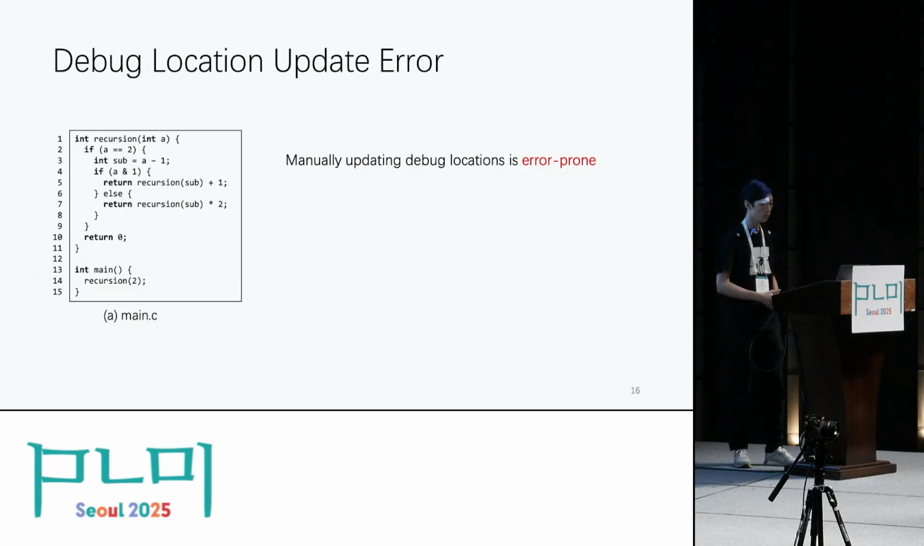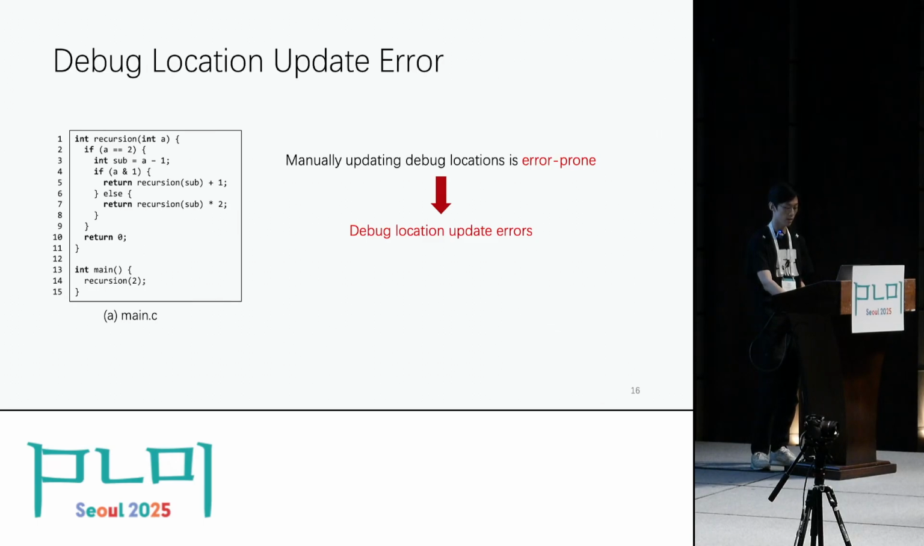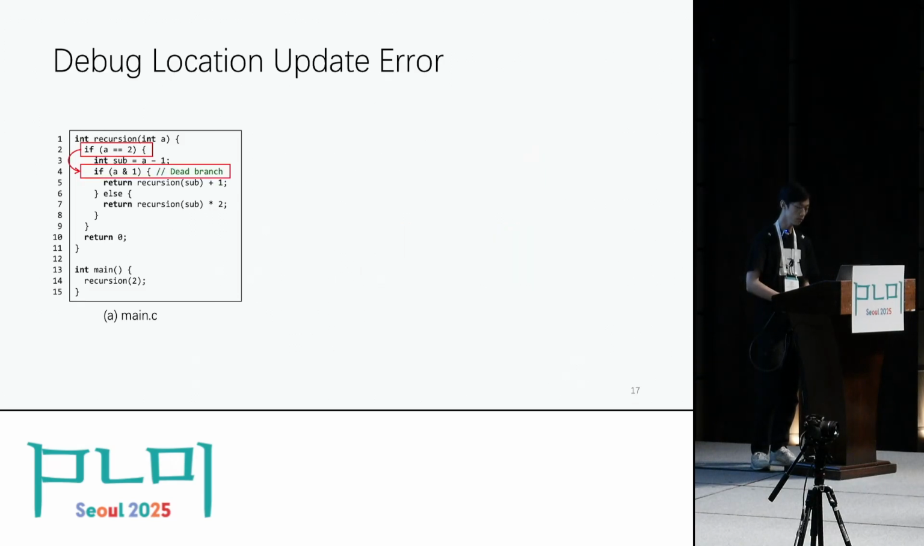To make debug information in optimized programs reliable, the debug location updates should be correct. However, manually updating debug locations is error-prone, leading to update errors that subsequently cause debug information bugs. Next, I'll give you an example. In the same C code, we can see that line 5 is in a dead branch because the value of the variable a always equals 2 when encountering the second if condition, and line 7 is thus the live branch.